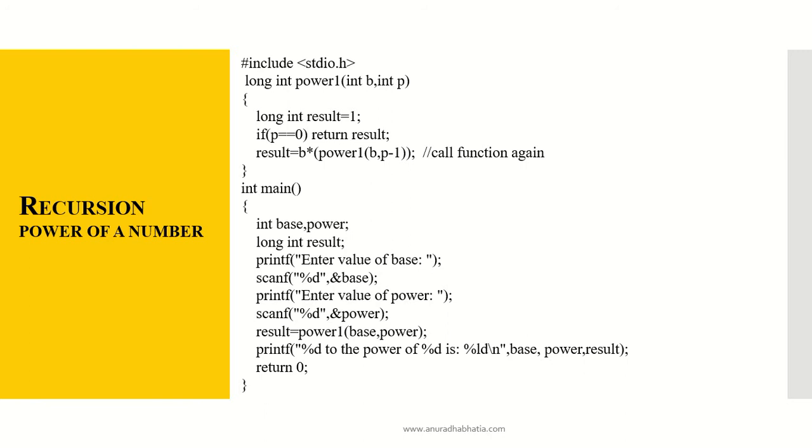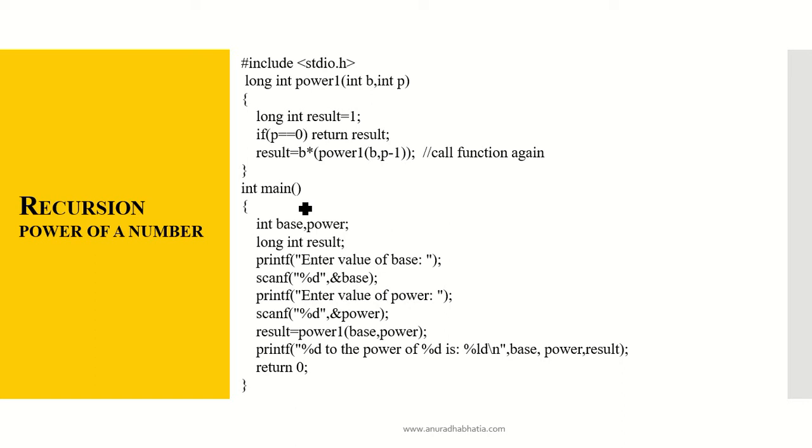Let's see the power of a number using recursion. That is, 2 raised to the power of 2 if I need to find out, or 2 raised to the power of 4 I need to find out. So it is 2 into 2 into 2 into 2. So what will be the final result? So this is how it is done over here.